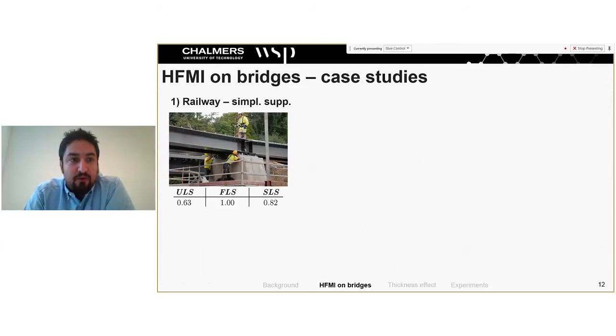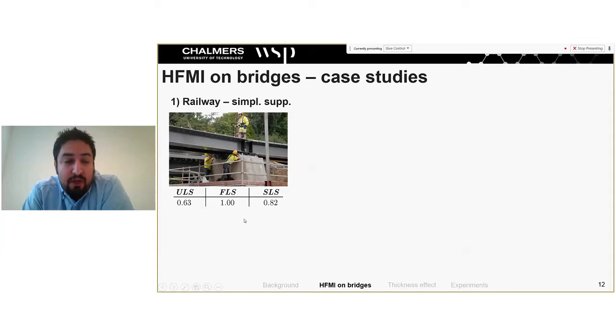So let's go to the case studies I did. So this is a bridge in Gothenburg, which was designed with these utilizations, as you see. So it was actually fatigue that was determining the dimensions. Since this was a railway bridge and the conditions were quite strict, the deflection was also utilized quite high, but not the ultimate strength, actually.